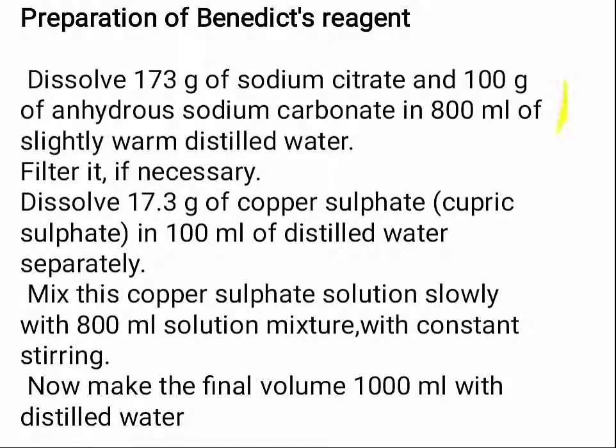So in one pot you are doing this, in another pot you are doing this. Then you are adding these two mixtures. So mix this copper sulfate solution slowly with the 800 ml solution mixture with constant stirring. Now make the final volume 1 liter, that means 1000 ml, with distilled water.